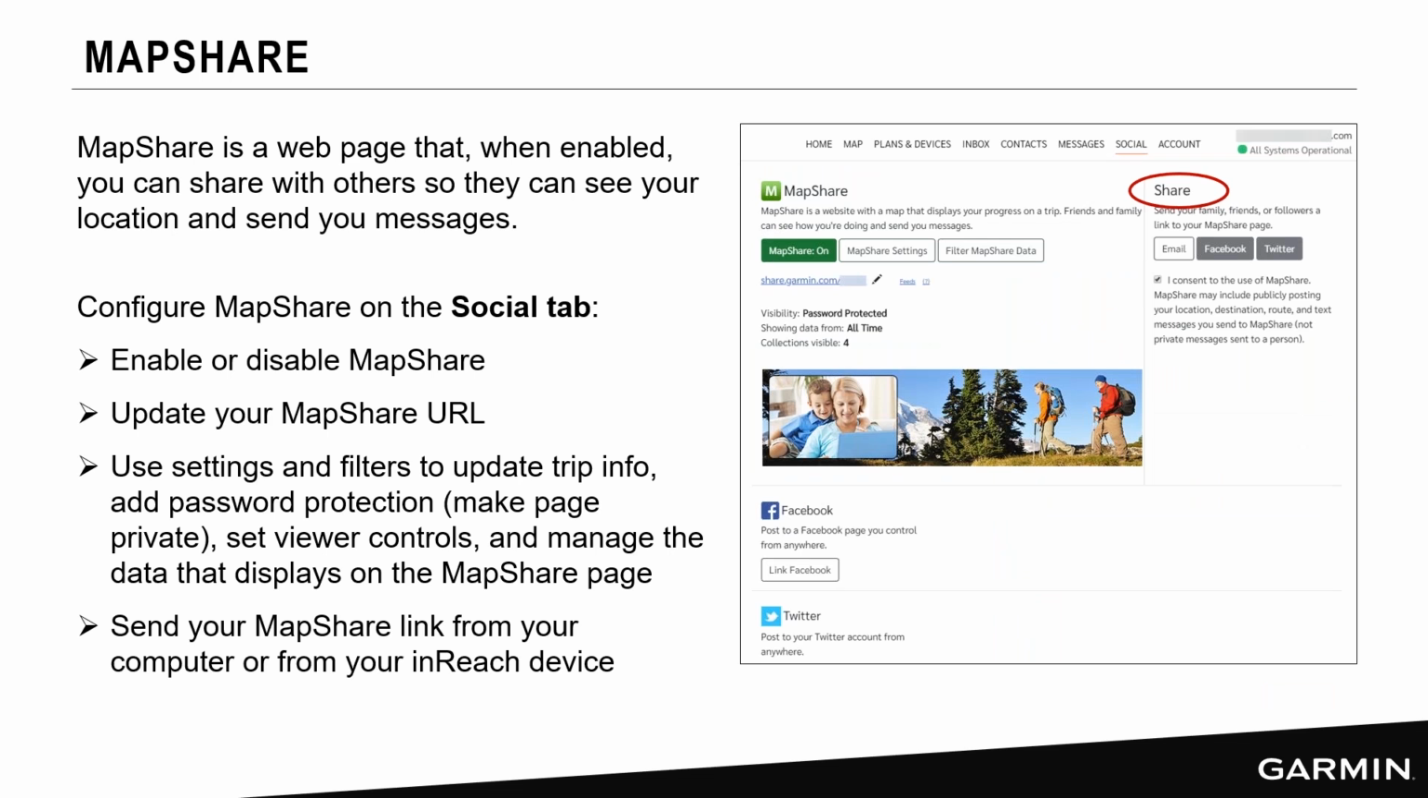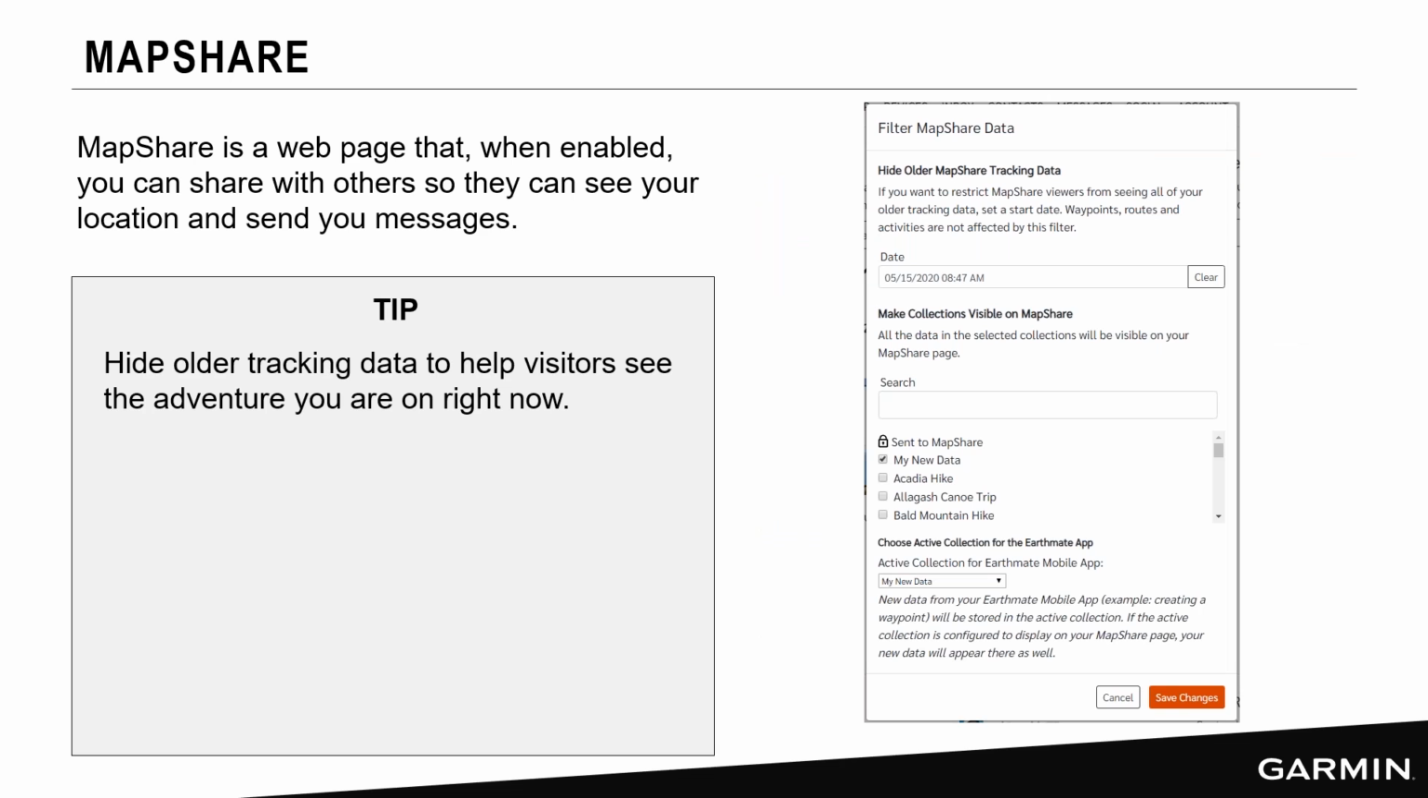Then obviously, once you've finished setting everything up, you can then share your MAPSHARE link with people. You either do this by sending an email from your computer, or you can send a MAPSHARE link to people from your device in the field. Both work very well.